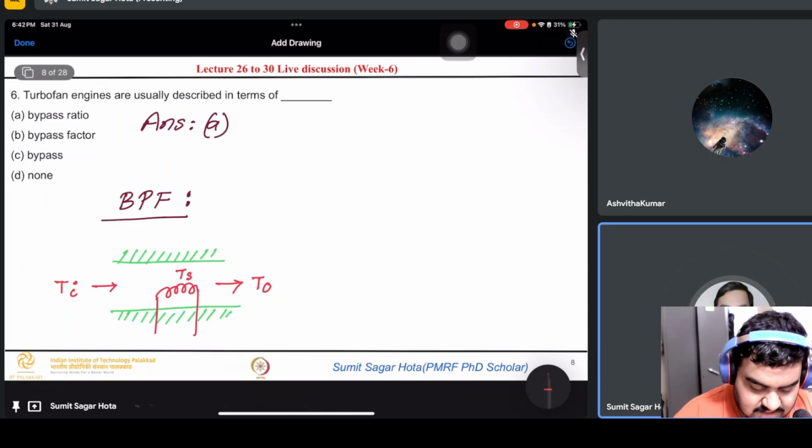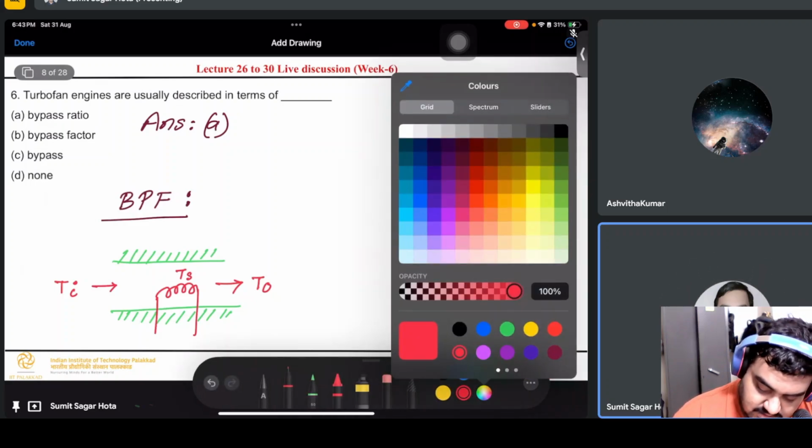If in a flow, if there is a constant area duct and there is some heater or cooler, either options will be there, which temperatures are given. So if a flow will pass through a heater or a cooler, so the T naught whatever will be there is going to increase or it's going to decrease. And then we have to actually calculate the bypass factor. First of all, I will draw some of the graphs for the better understanding.